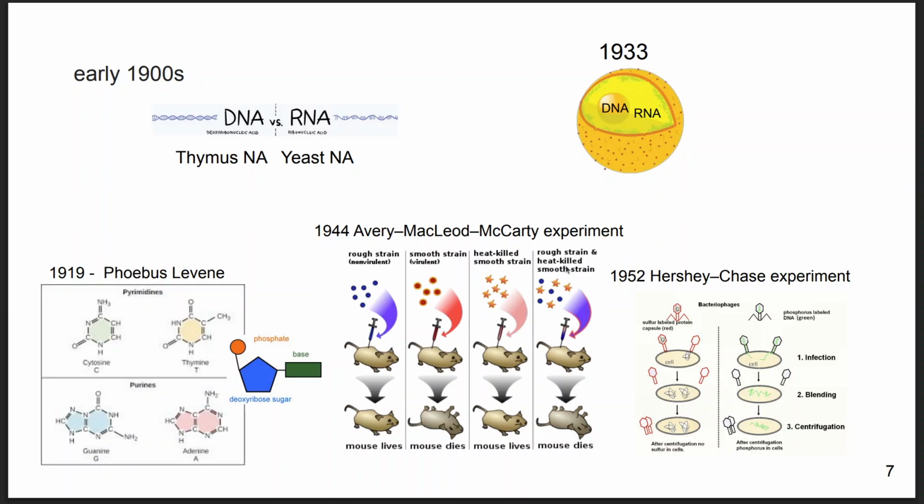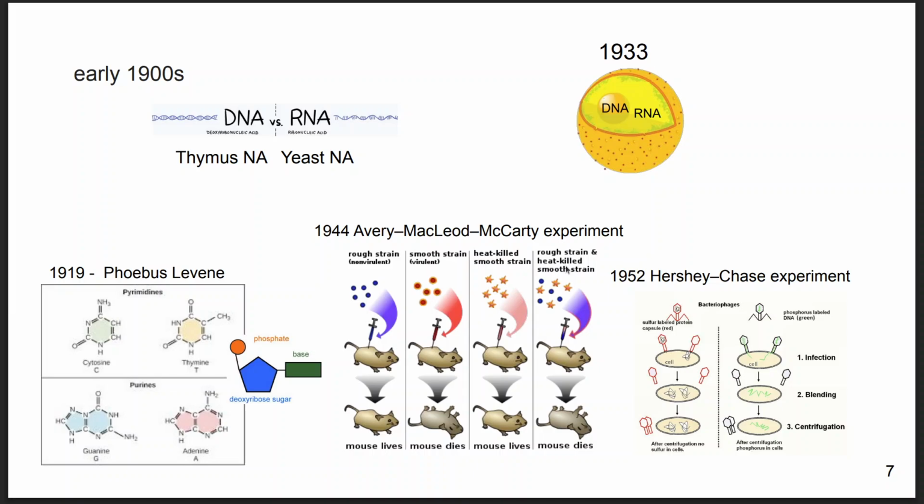People isolated DNA from thymus and RNA from yeast, and for some time people assumed that DNA is actually an animal nucleic acid and RNA is a plant nucleic acid or something similar.